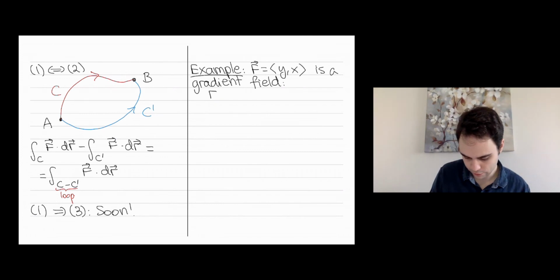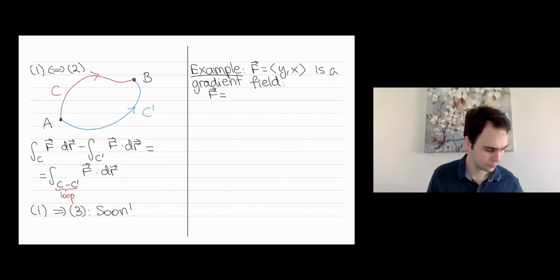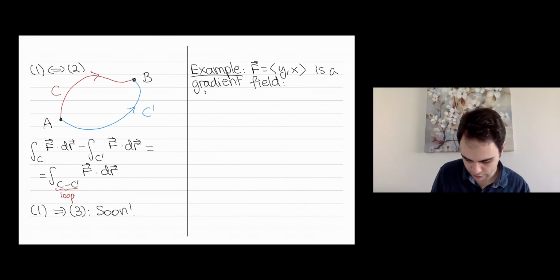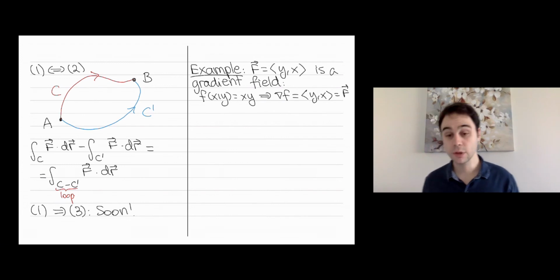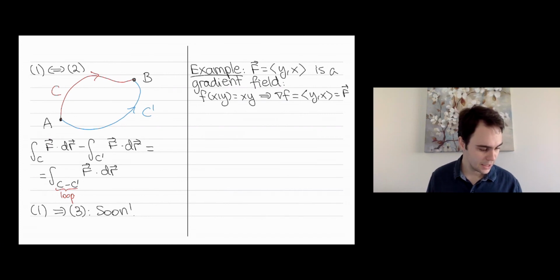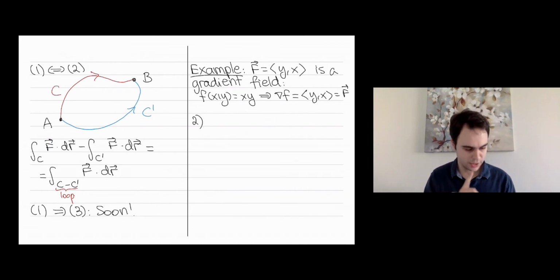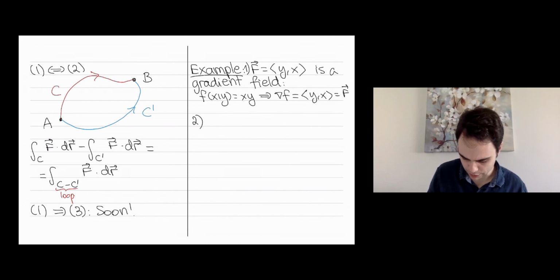So if I call the function little f, and little f is the product x times y, then the gradient of little f is just y comma x, and that's our given vector field f. So this guy is a gradient field, but some vector fields are not gradient fields. So here's an example that is not.